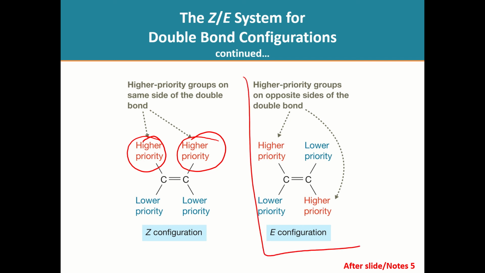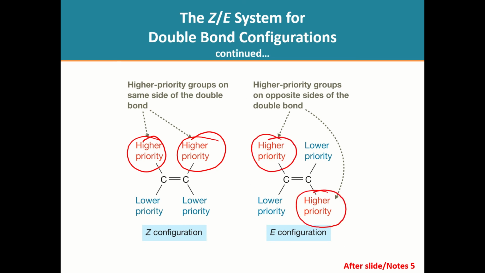And when you look at the figure on the right here, you see the highest priorities are on opposite sides of the double bond. So we call that an E configuration. E standing for opposite side. So we have the same side and the opposite sides. Okay. Really, really silly, but by golly, it works, and it has never left me for these 15 years of being in school. Okay. So that's how you keep track of it.